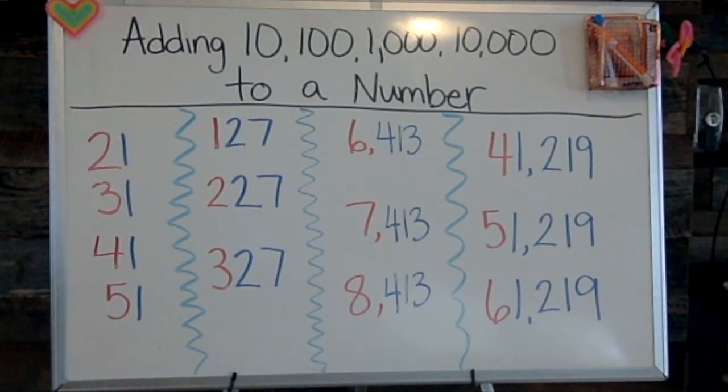Okay? So that's what it looks like to add 10 to any number. You go to the tens place and you add 1 to it. Okay? You count up 1.